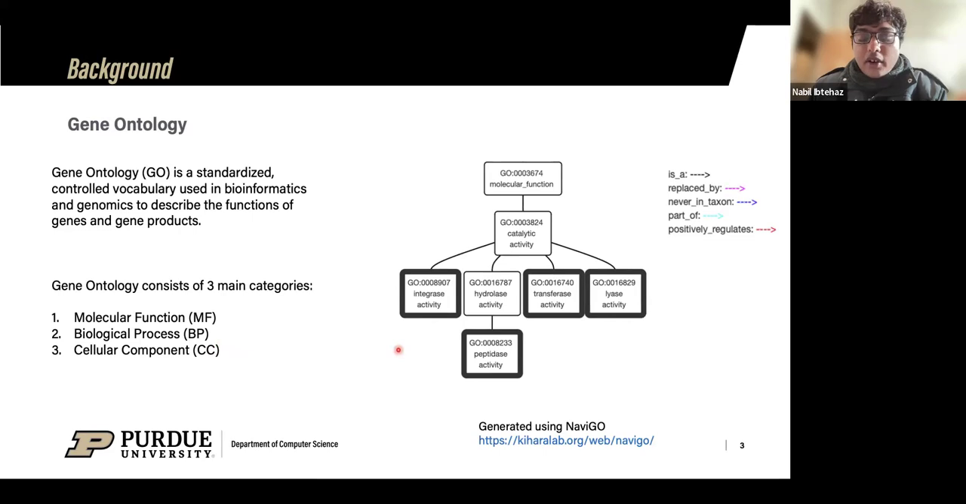And the Gene Ontology terms have various kinds of hierarchical relations between them. For example, they can be part of another function. They can be is-a, replaced by, or even positively or negatively regulate other functions. For example, for this particular function, peptidase activity, this is also a hydrolase activity, and this is actually a catalytic activity, and this falls under the molecular function type of protein function. So Gene Ontology terms are traditionally represented in a directed acyclic graph or in a tree kind of fashion. And this plot was generated using Navigo, which is another project our lab previously worked on.